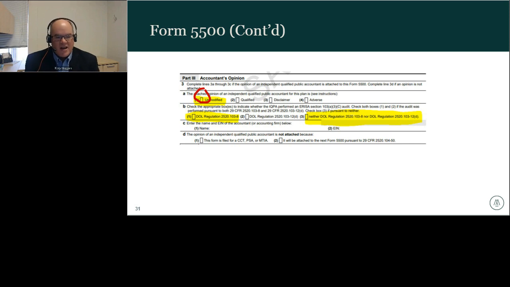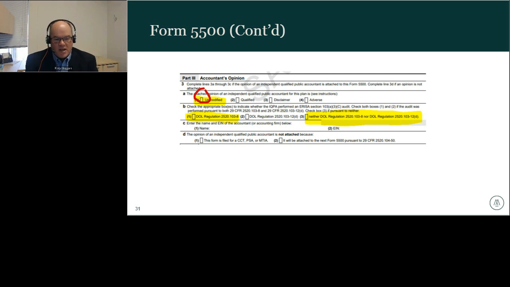Assuming you've had a clean audit, with no modifications to your report for your opinion, no need for a disclaimer or qualification for other purposes, you would check the unmodified box here, whether it's a 103 audit or a non-103 audit. So in all cases, assuming everything else in the audit is clean, it would be an unmodified opinion, and that box A1 would be checked.